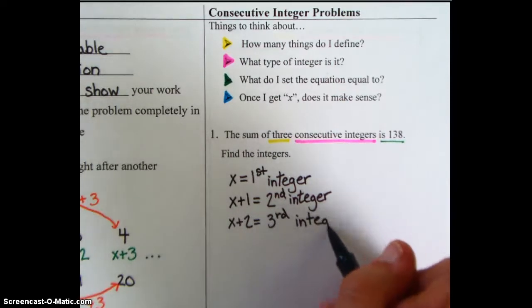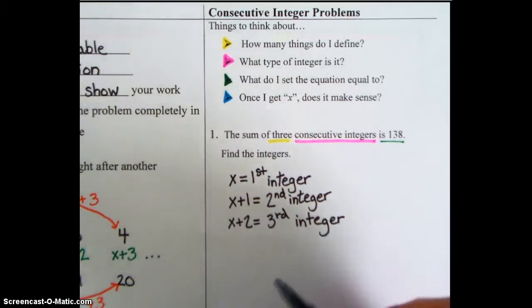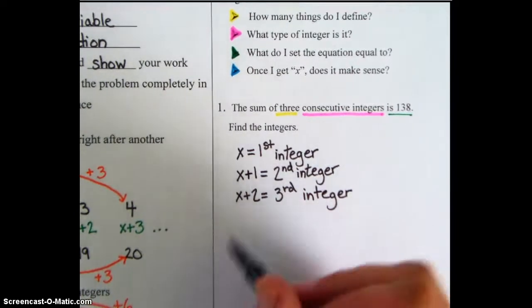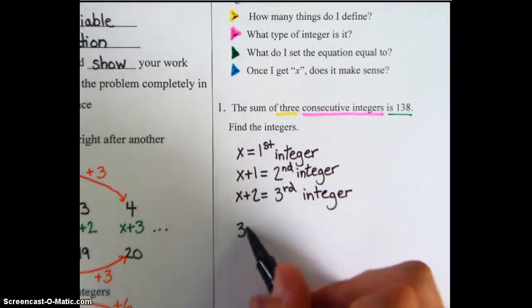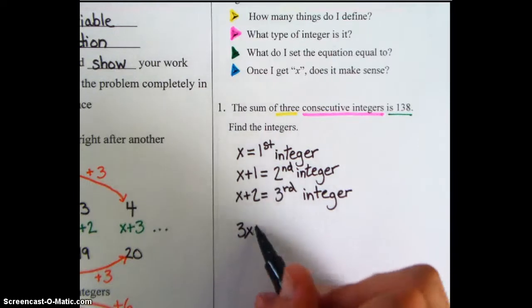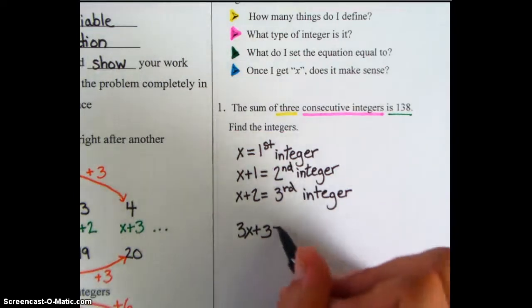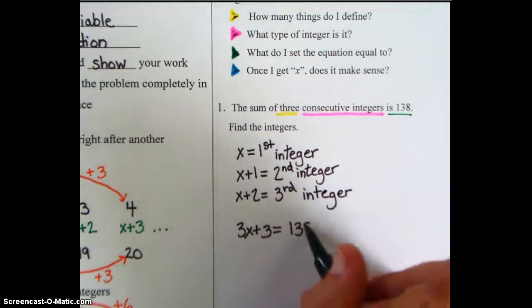For our equation, it says the sum of. What does the word sum mean? It means addition. If we add up these three integers, we will get 3x, 1 plus 2 gives you 3, and then the problem says is, which equals 138.